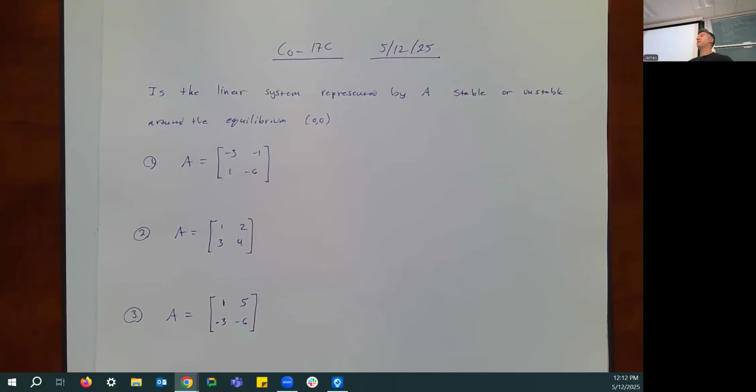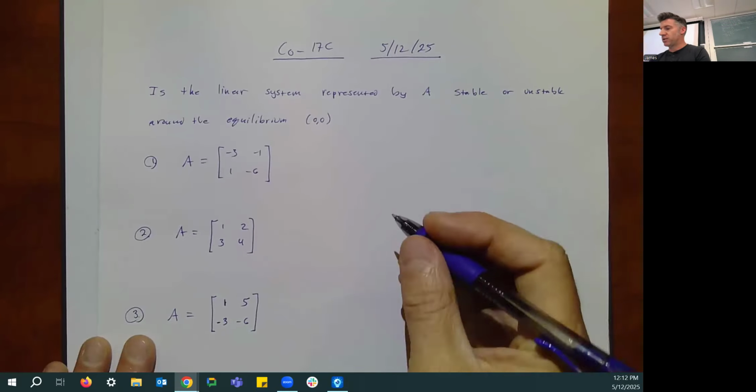They're not even asking us if it's a stable node or an unstable node or a stable spiral or an unstable spiral or a saddle, right? They're just saying, is it stable or unstable? And there's a reason we're talking about this right now, which we'll come back to after we get around to the nonlinear systems of differential equations. So let's go ahead and look at this and then we'll talk about some things.